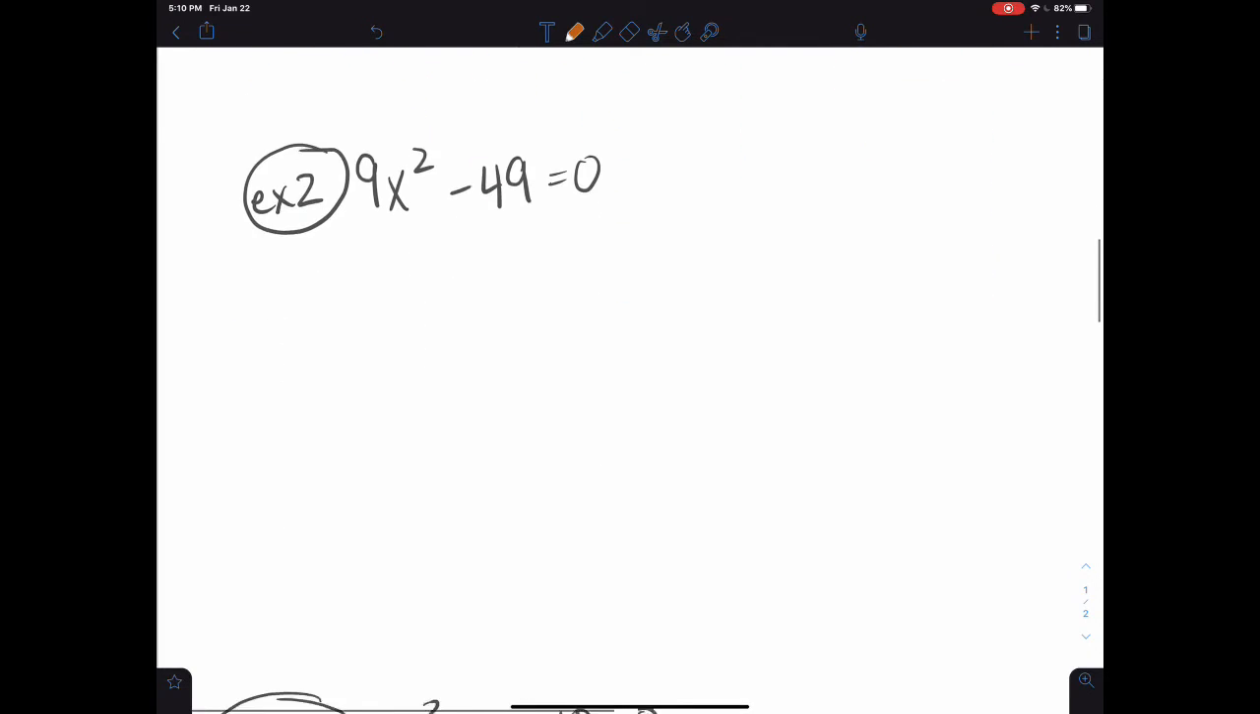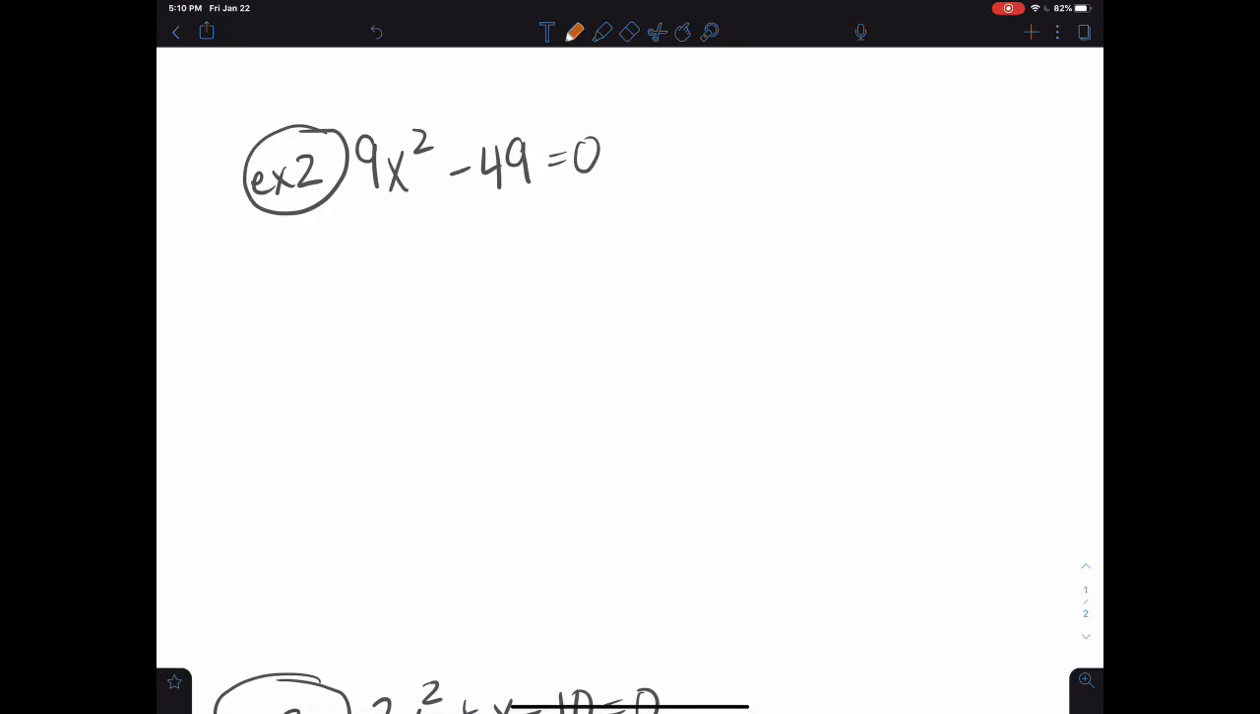Let's try example 2. Asking ourselves the same questions as above. Can I pull out a GCF? Nope, no common factor between 9 and 49. I can't factor by grouping either, but I do notice that this is a difference of squares problem, which is good because I can use my shortcut to factor it. It's also equal to 0, which is good, so I don't need to do any rearrangement before.